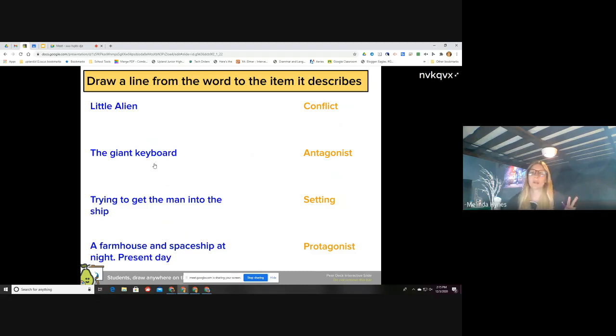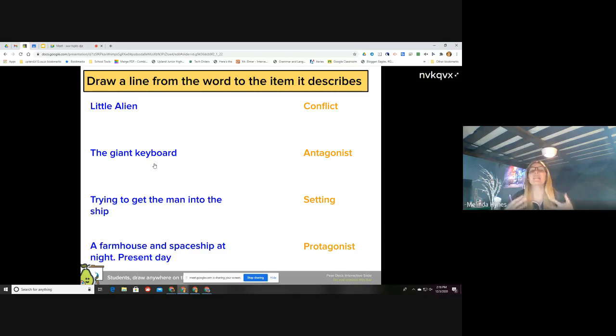3, 2, 1. All right, I'm locking the screens, which means you won't be able to use them anymore. So looking at your answers, you can compare them to the correct answers, which are as follows. The little alien, that should be the protagonist because he is the main character of our story. This one was a little trickier, and I saw some people actually got this. The giant keyboard in this case is kind of the antagonist because we often get confused because we think antagonist has to be a person, and it doesn't. To antagonize just means to like cause a problem for.